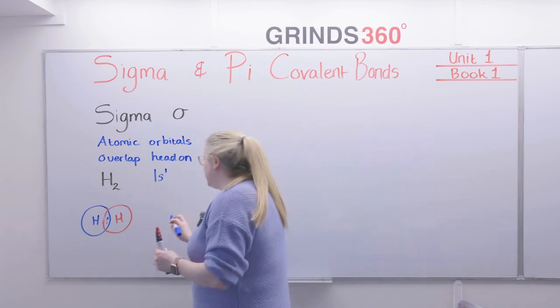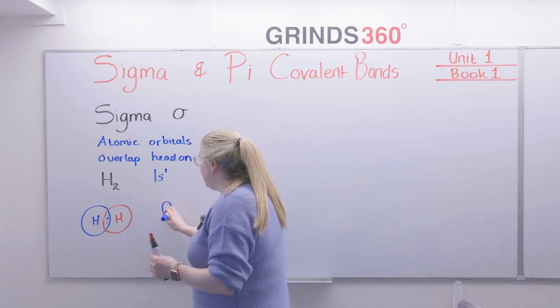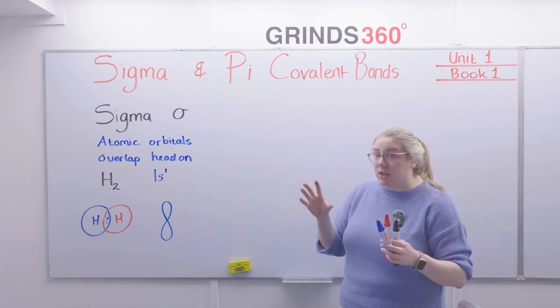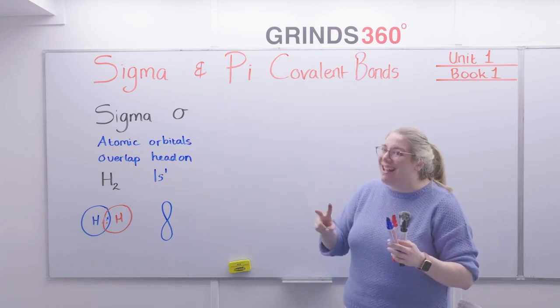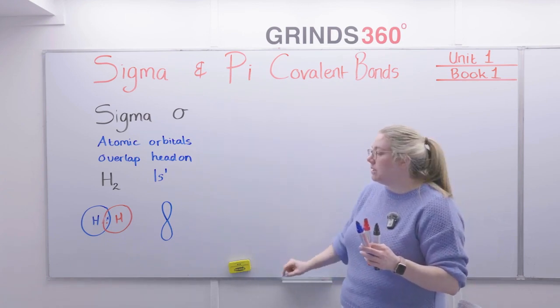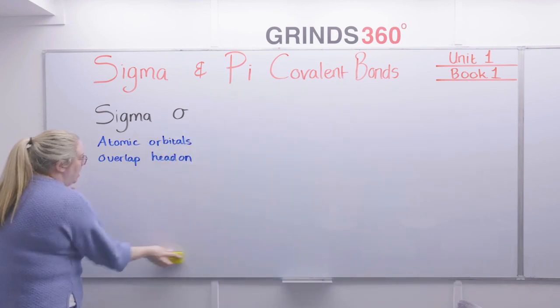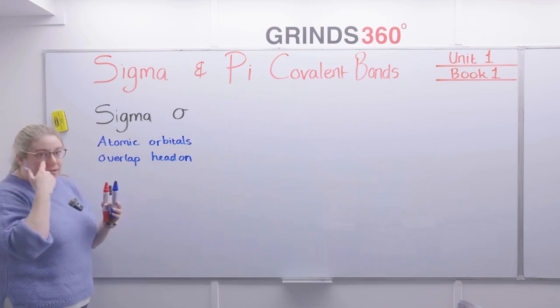Now, p orbitals are this lovely dumbbell shape. Now, they very clearly have different sections and they can overlap head on and side on, which we'll see in a minute. Now, to show this, we're going to form a bond between two carbon atoms.